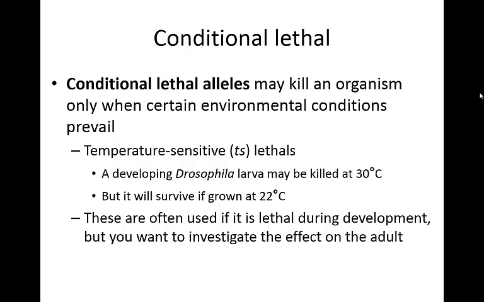So for example, developing Drosophila, the larvae may be killed at 30 degrees Celsius, but will survive if you grow it at 22 degrees Celsius. So you can let it grow at 22. Once it's reached its full adult age, then you can increase it to 30 degrees and see what the effects of that allele might be. And once it's adult, it may not be lethal anymore as well.